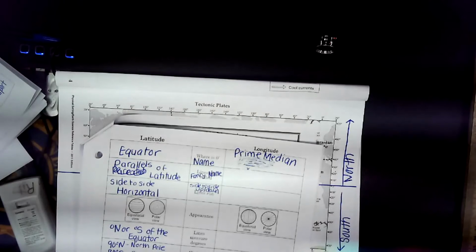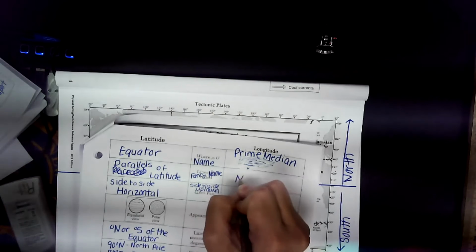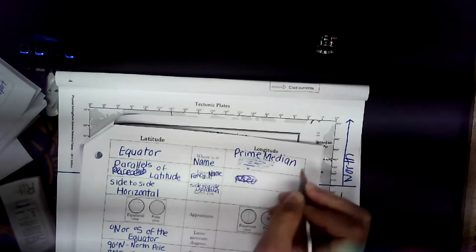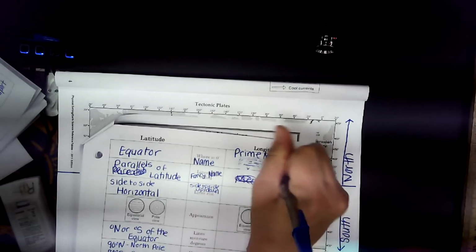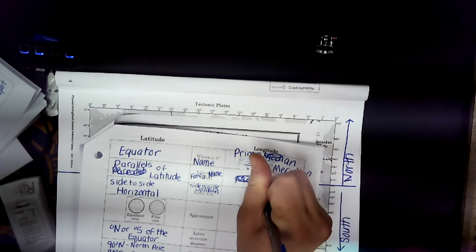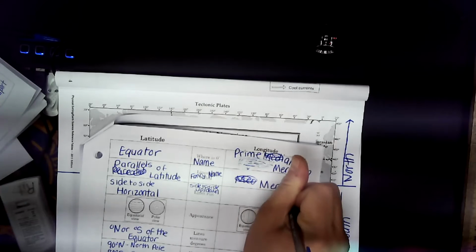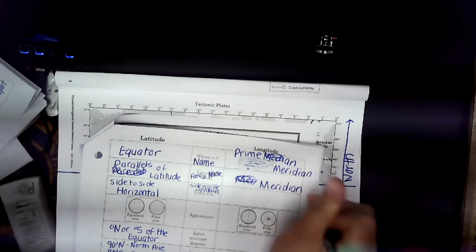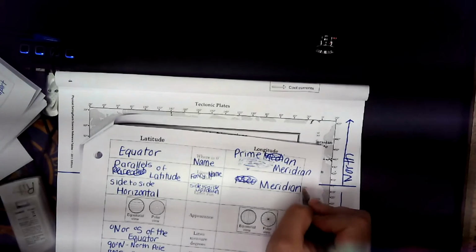The prime meridian is at 0 degrees for longitude. What are they called? So again, you guys over here are going to be writing this in, and you guys are going to be double checking your answers. They are just flat out called meridians. It's kind of boring. Oh, I spelled this wrong. I forgot some syllables. They are just called meridians.